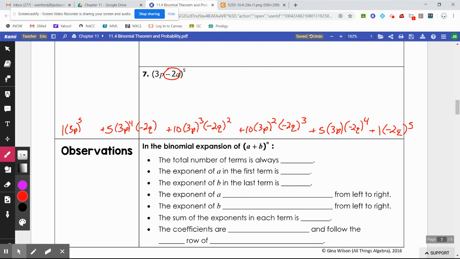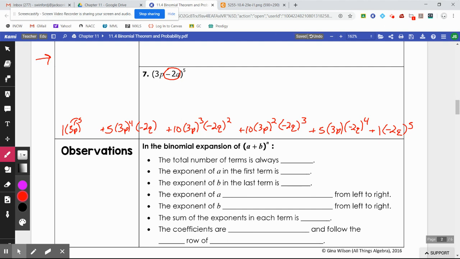Okay, let's start with our first term, which is simply 3p raised to the fifth power. So we just raise both of those to the fifth power. That's easy enough. So that's going to be, and I'm going to skip up here above and write my final answers up there.